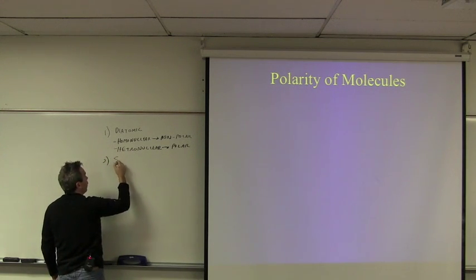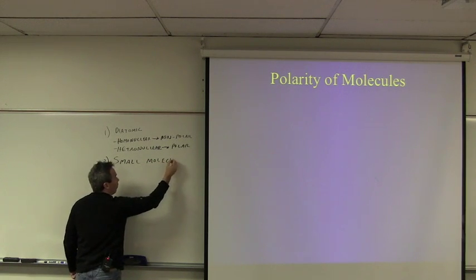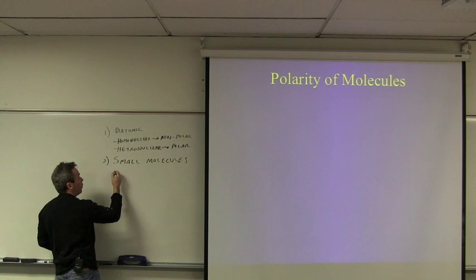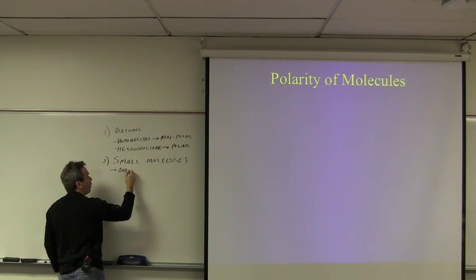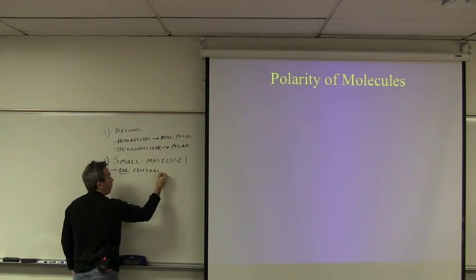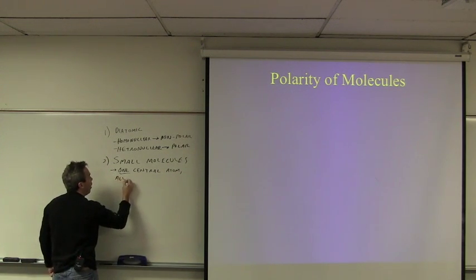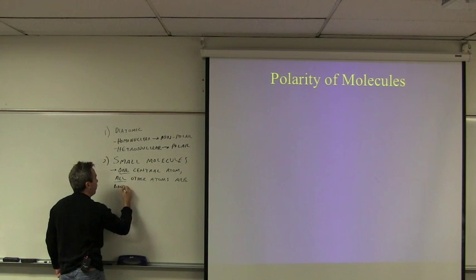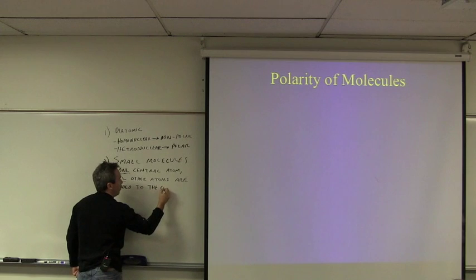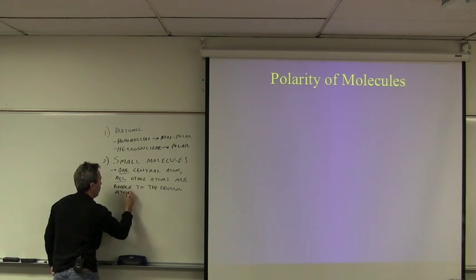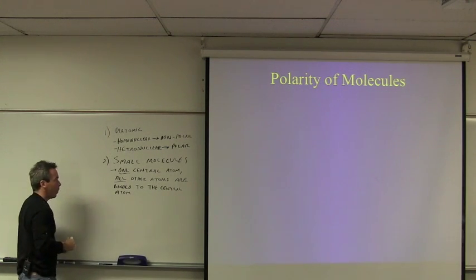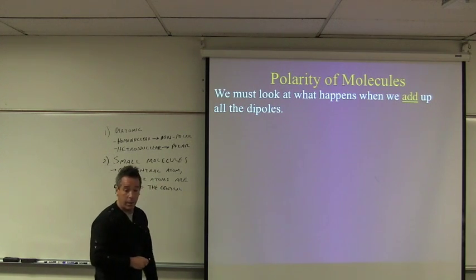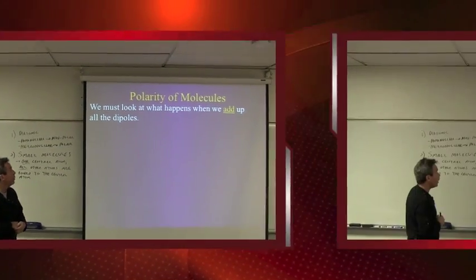The next class of molecules we're going to look at are called small molecules. I guess if these are small, these diatomics are really small. Let's define our small molecules as, definition would be there's one central atom, just one central atom, and all other atoms are bonded to the central atom. So how do we know if small molecules are polar or not? What we're going to do here, and we're going to do this by demonstration, is we're going to add up all the dipoles. I want to show you this by example.